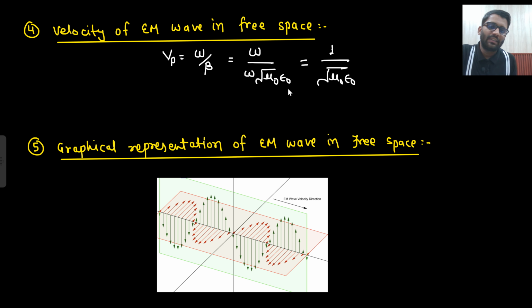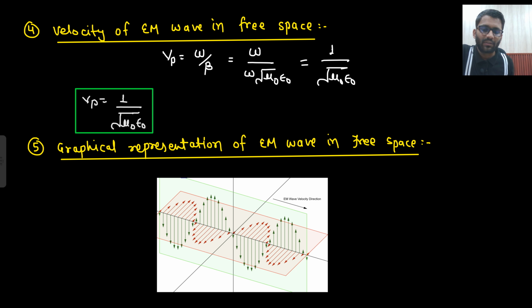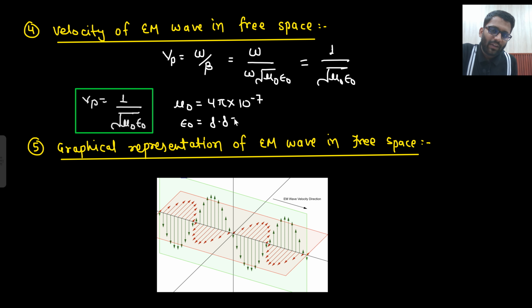So first thing you will see is that Vp is equal to 1 upon root mu naught epsilon naught. This is something you need to keep in mind for free space. Also one thing you know, that mu naught is constant. What is that? 4 pi into 10 to the power minus 7, and epsilon naught is also constant. What is that? You can write down 8.85 into 10 to the power minus 12, right?